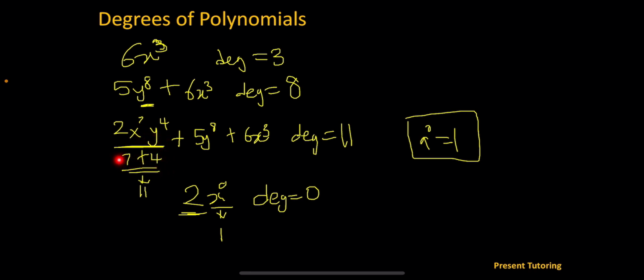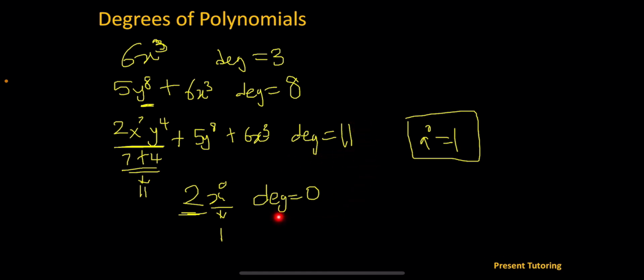So in this case, x has a power of 7, y has a power of 4, so everything will add together, and the degree for this polynomial will be 11. And 11 definitely supersedes the power of 8 from this term over here and the power of 3 from this term over here. So for this trinomial expression, your degree will be 11.